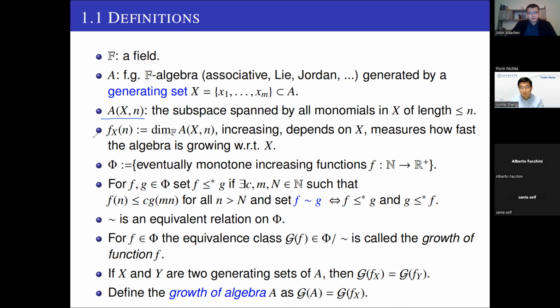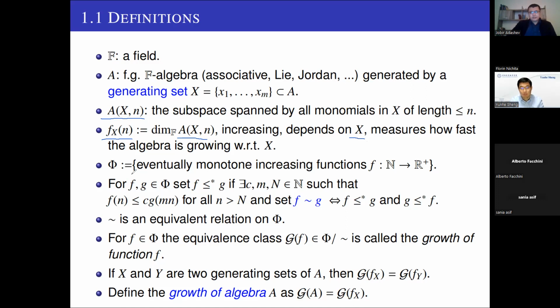And we use f_X(n) to denote the dimension of A_X,n as a vector space. So we can see that this function in n is increasing, and it depends on the set X. And this function measures how fast the algebra is growing with respect to X. So it's a very good function, but the bad news is that this function depends on X. So we want to remove the dependence.